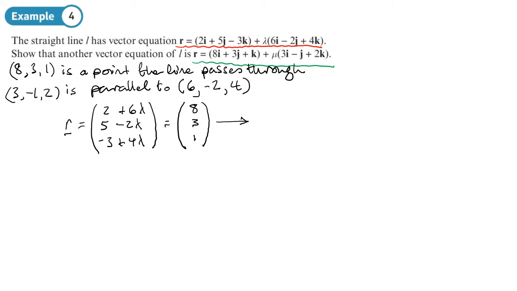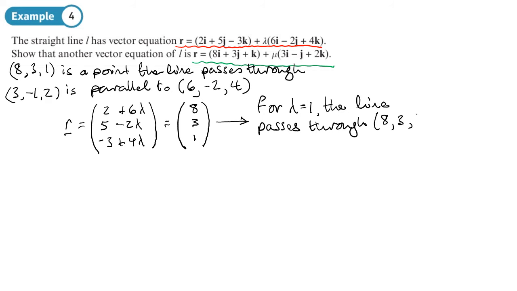So let's write this down. For lambda equals 1, the line passes through, or it generates the point (8, 3, 1). Okay, so we've done the first bit. So it passes through that point. So that's the point it passes through. And is the second vector parallel? I think it is, yes.